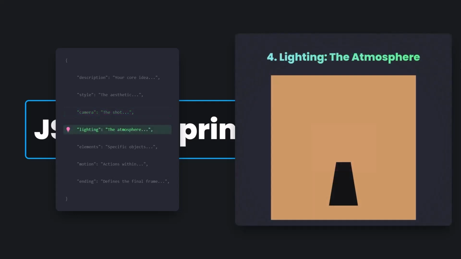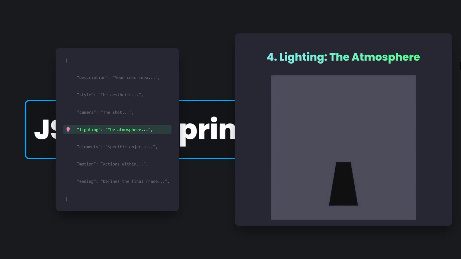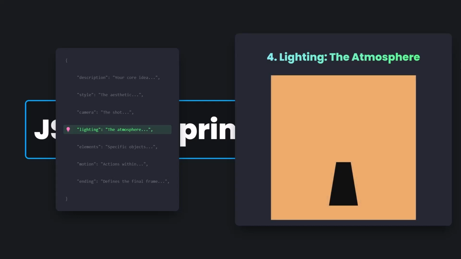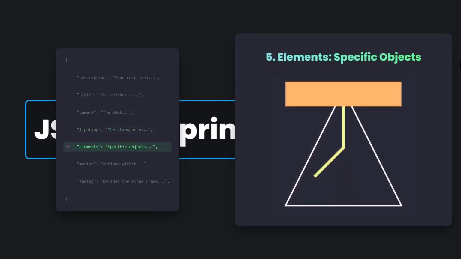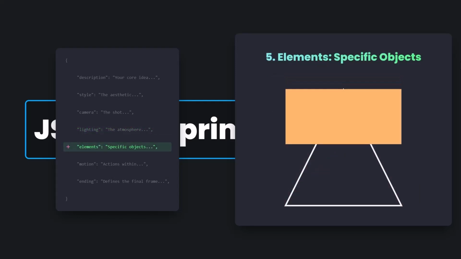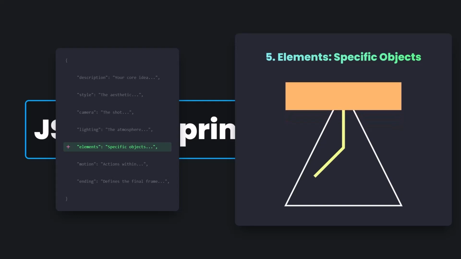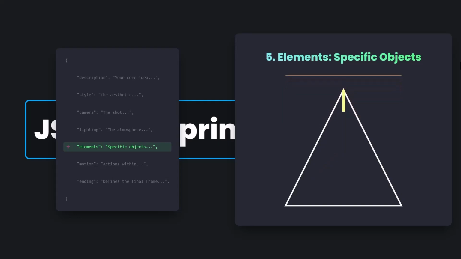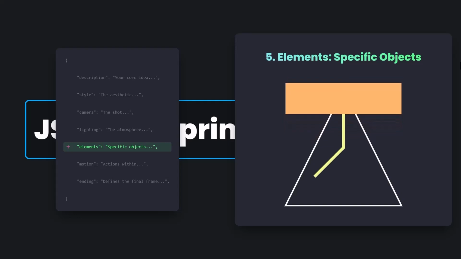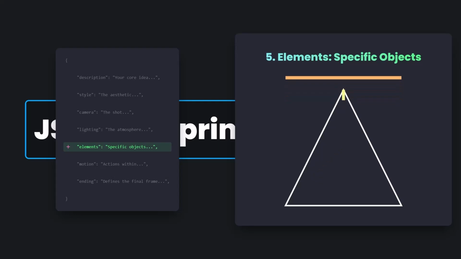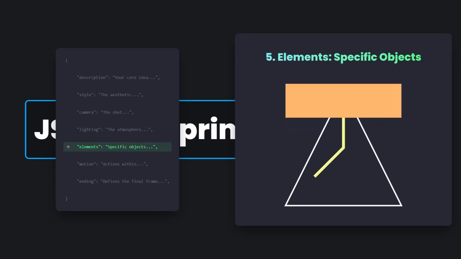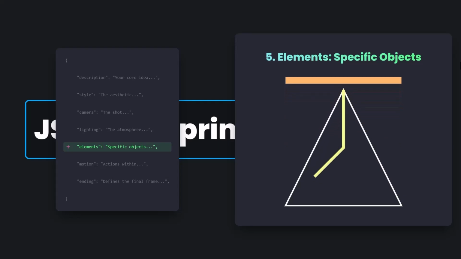Lighting dictates the atmosphere. Think dramatic shadows, bright sunlit scenes, soft studio glow, the right lighting can transform a simple scene into something truly impactful. We then have elements. This is where you introduce specific objects, characters, or details that aren't naturally occurring from your main description. Imagine integrating a specific product into your AI ads. This is where you specify it.